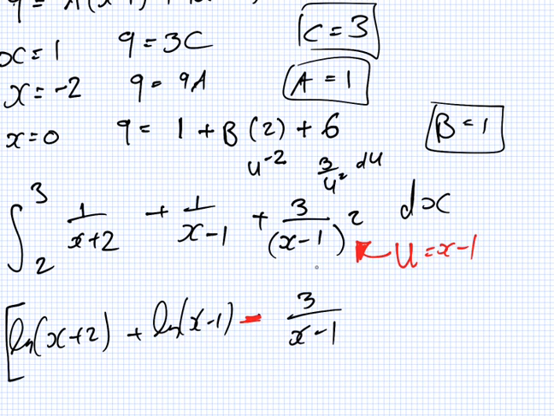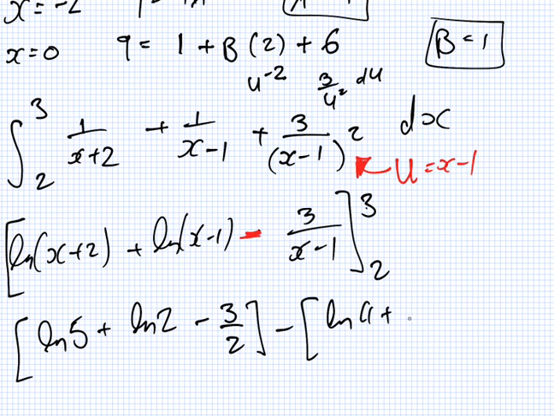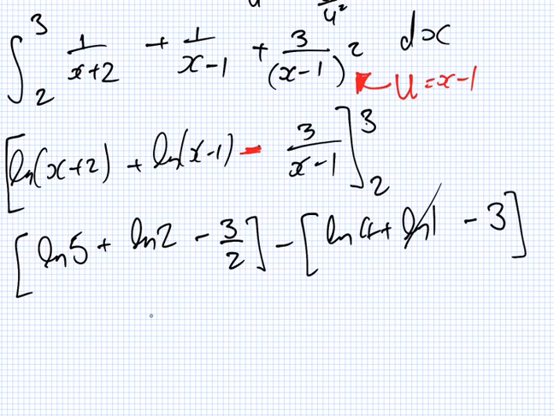We put in our limits, 2 and 3. So if I put in the 3 first, this will be log 5 plus log 2 minus 3 over 2. And if I put the 2 in, it's log 4 plus log 1, 3. Yeah. So log 1 is 0. This will be log 10 over 4, which is log 5 over 2. Minus 3 over 2, minus 9 over 2. No, that's plus. So plus.